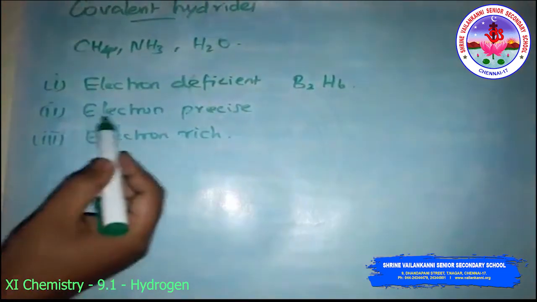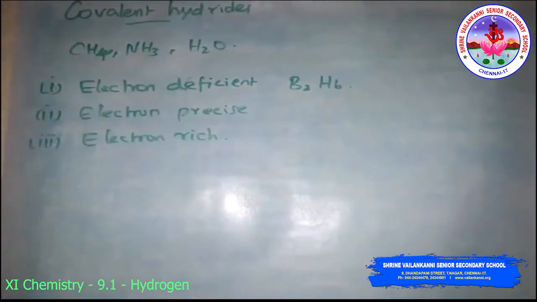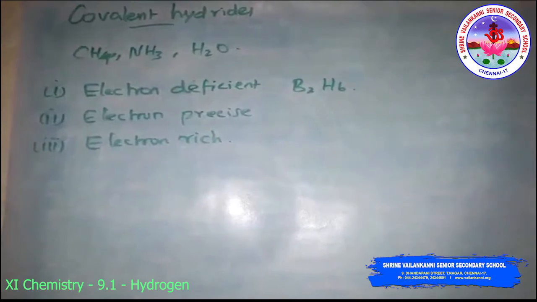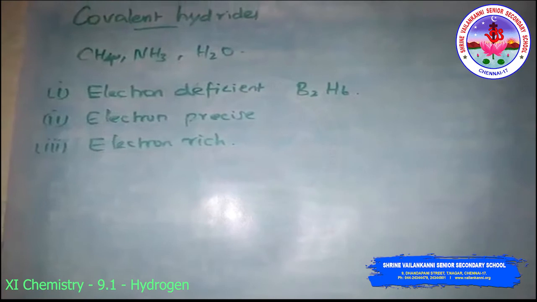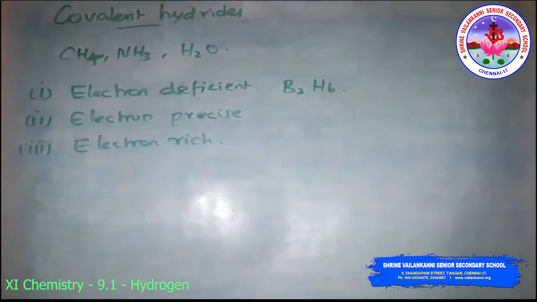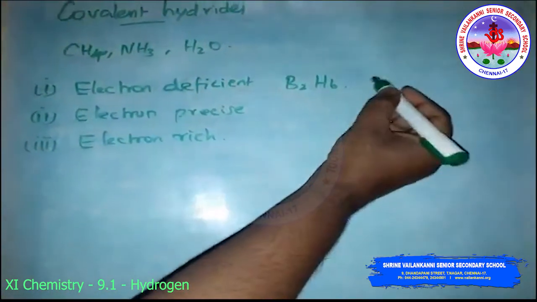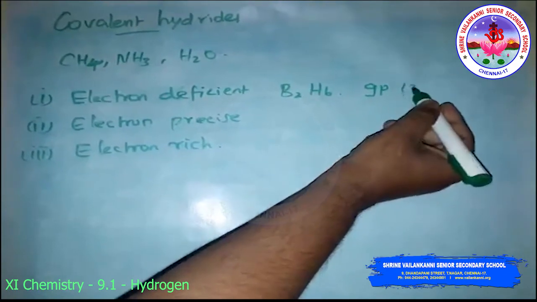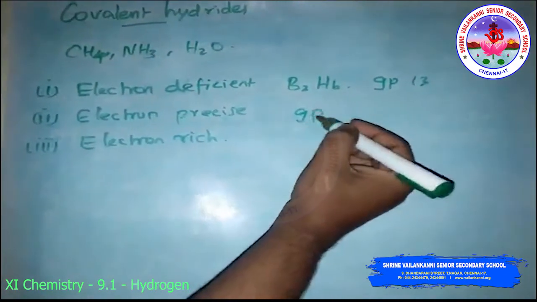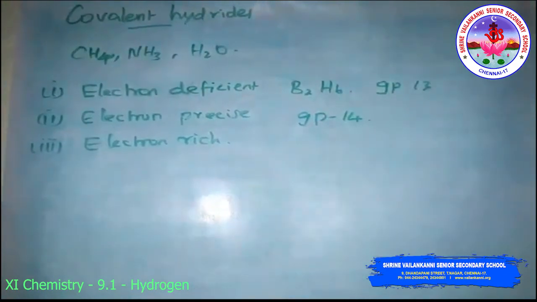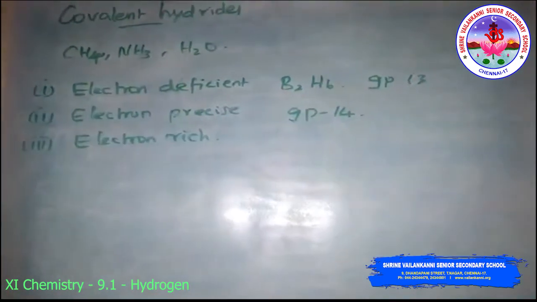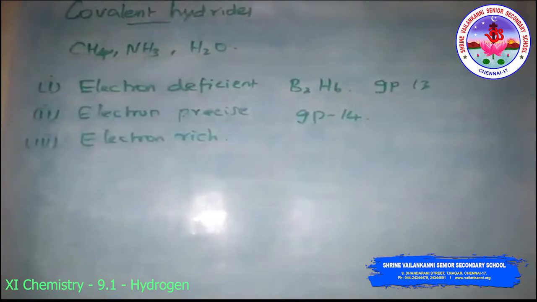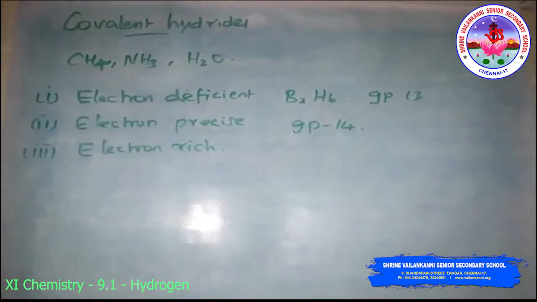Then the second is electron precise. The electron precise hydride compounds have the required number of electrons to write their conventional Lewis dot structure. All elements of group 14 form such compounds, like methane, which have tetrahedral geometrical arrangements.